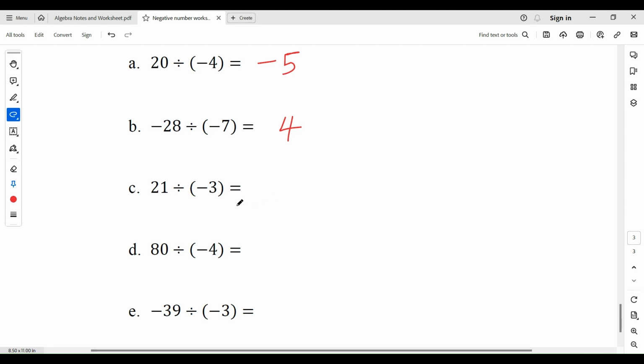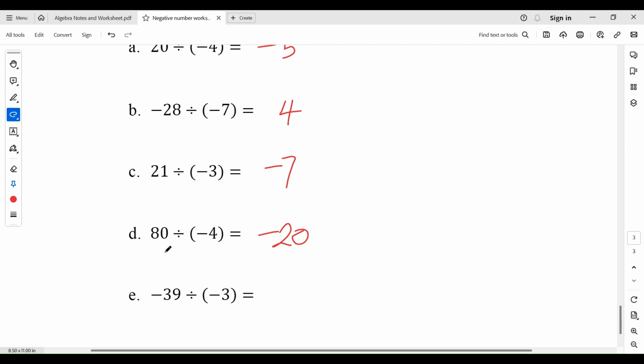Okay, 21 divided by minus 3. Positive, negative, negative 7. 80 divided by minus 4. Positive, negative, so negative answer, so 20. Okay, the numbers are slightly bigger. This one is not so much a multiplication table. You can do it at the side if you need to.